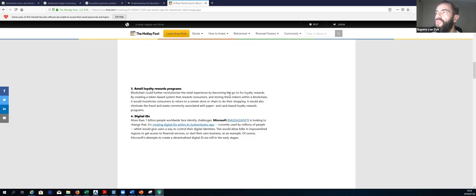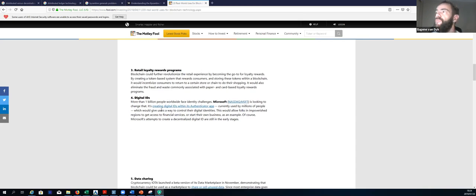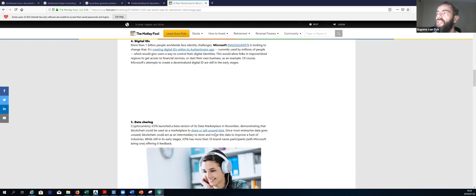Retail loyalty rewards programs. This is another use case that the blockchain and the distributed ledger technology can be used for. Digital IDs, imagine if you have control over your identity, which is stored on the blockchain. You are the only one with control of it because you have the private key. No one and no institution can unlawfully obtain your identity or do anything with it or monetize it or sell it to another party, etc., because you have complete control over your identity.